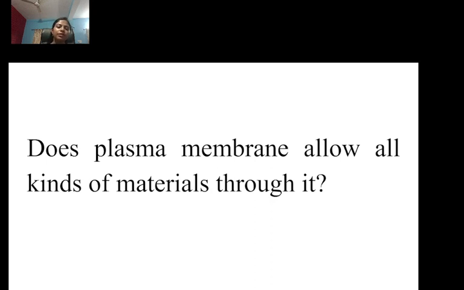Okay. Yes, Samir, yours: doesn't allow. Okay. Yes, Swati, yours: allowed, but only those particles which are solid, right? So the plasma membrane does not allow all kinds of materials. It only allows small particles which can easily pass, because the plasma membrane is basically porous. So it only allows some kinds of materials.